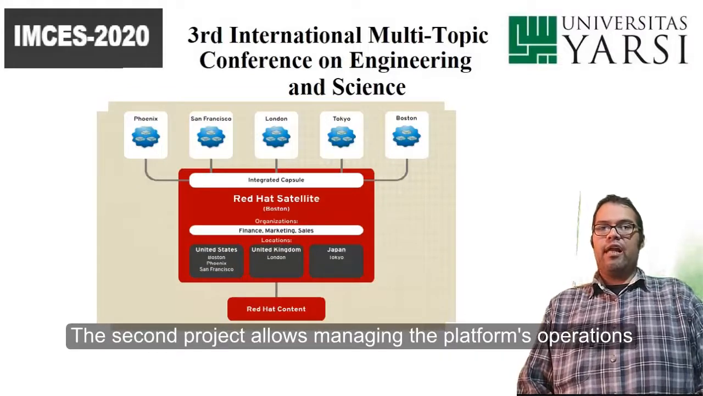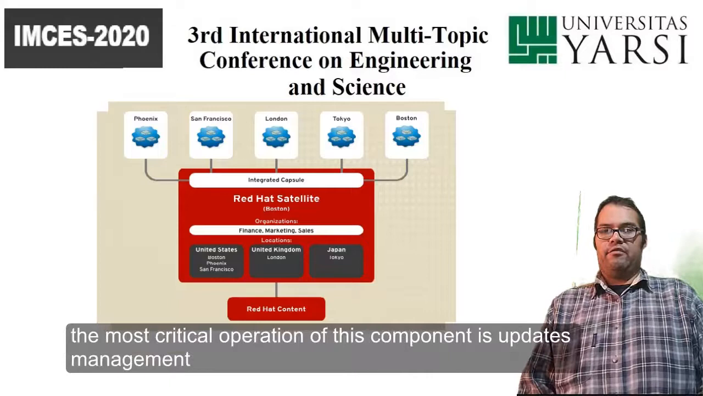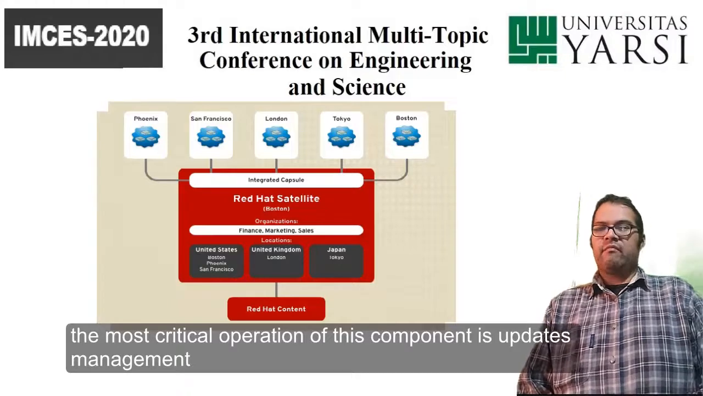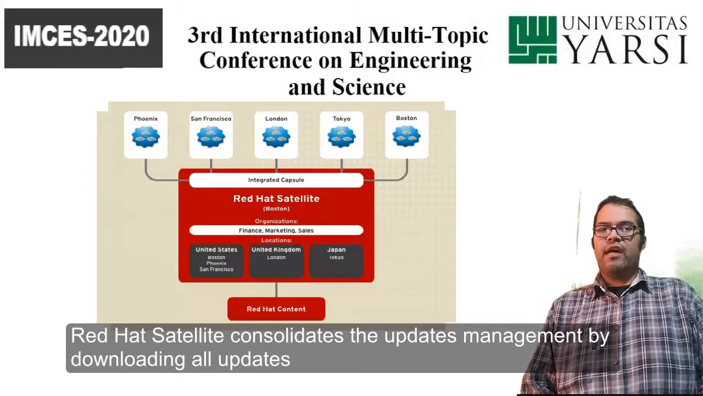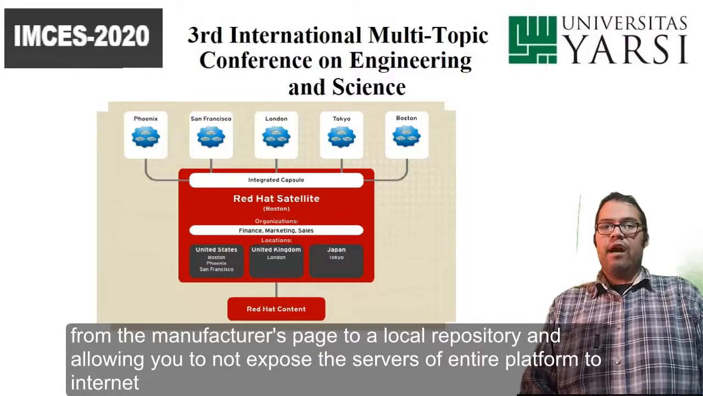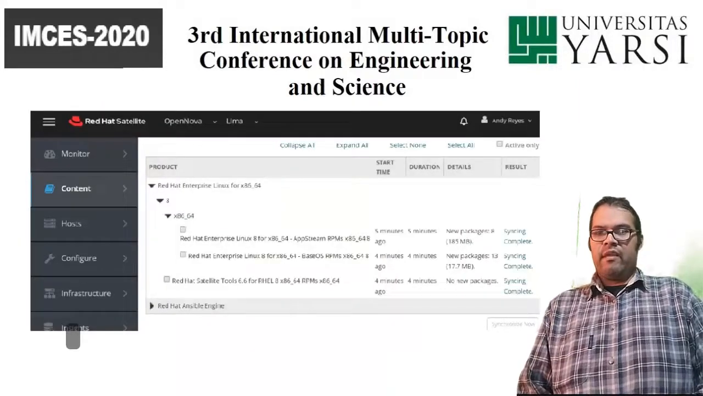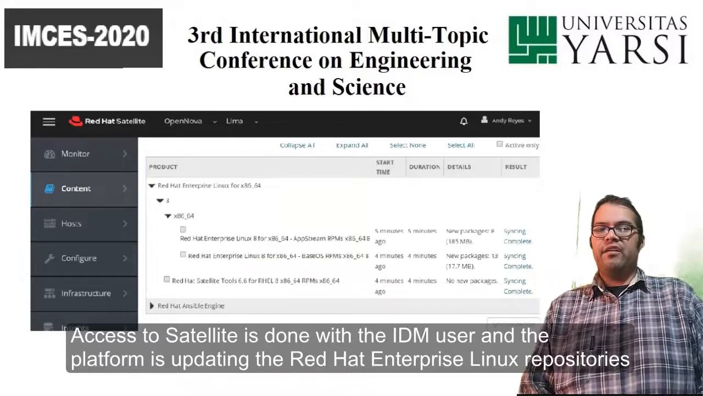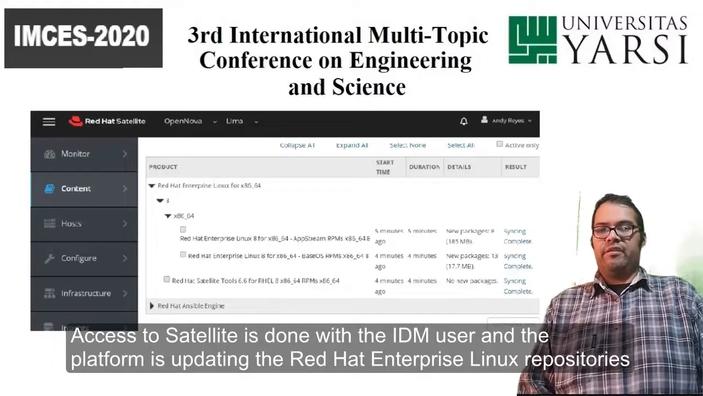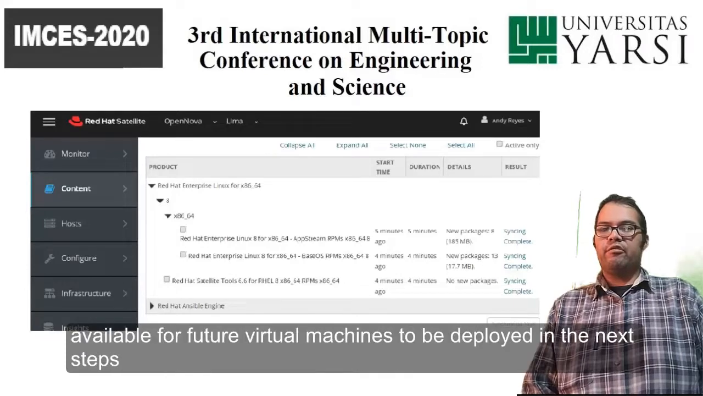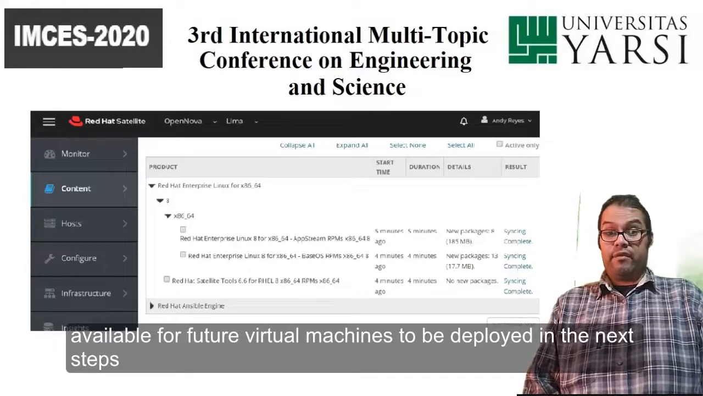The second project allows managing the platform operation. The most critical operation of this component is update management. Red Hat Satellite consolidates the update management by downloading all updates from the manufacturer page to a local repository, allowing you to not expose the servers of the entire platform to the internet. Access to Satellite is done with the IDM user and the platform is updated. The Red Hat Enterprise Linux repositories are available for future virtual machines to be deployed in the next steps.